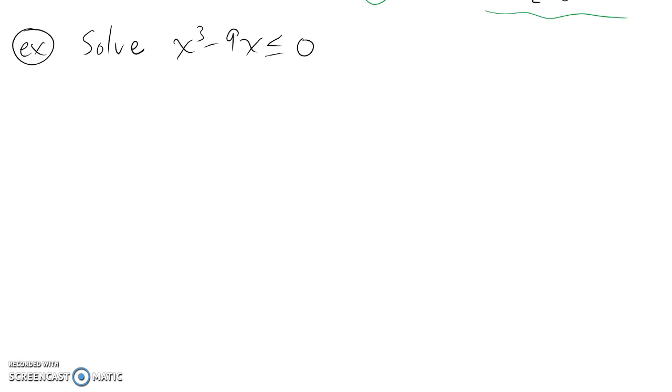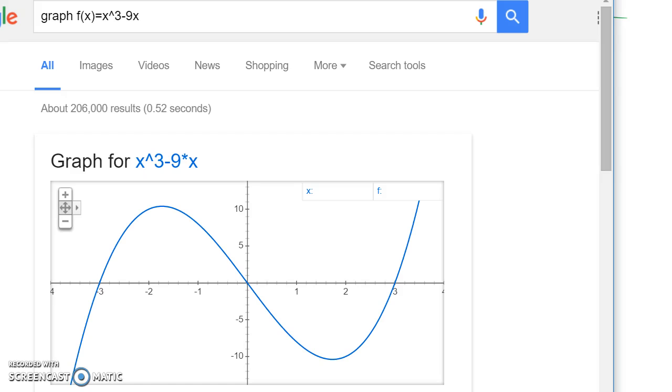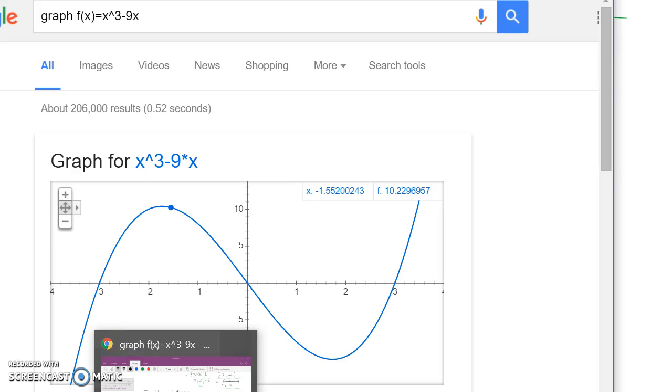So first, if we're going to solve x cubed minus 9x is less than or equal to 0, first we're going to take a look at the graph of f of x equals x cubed minus 9x. If we're interested in knowing where it equals 0, it's looking like negative 3, 0, and 3. Where is it less than 0? Well, from negative infinity to negative 3, and from 0 to 3, right? So we can look at our graph and determine the answer, but let me show you how to do it algebraically.